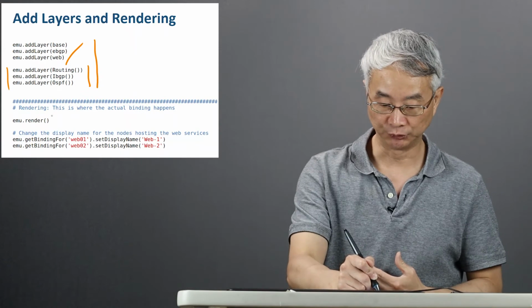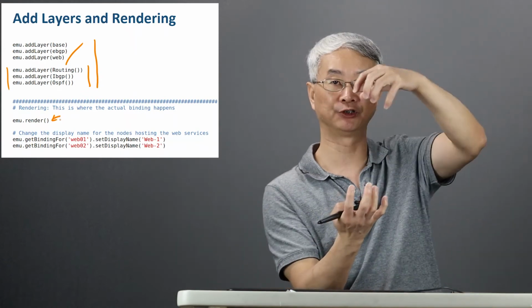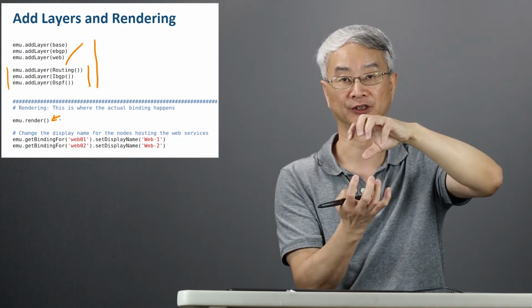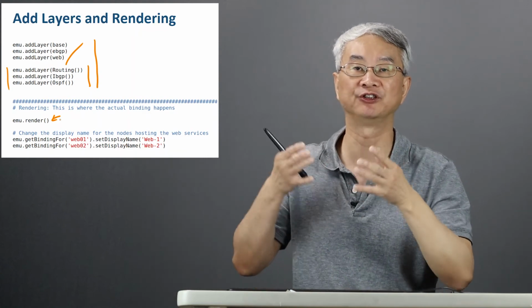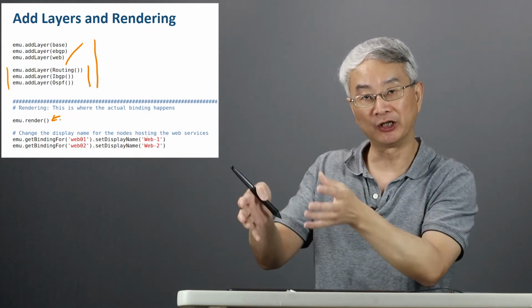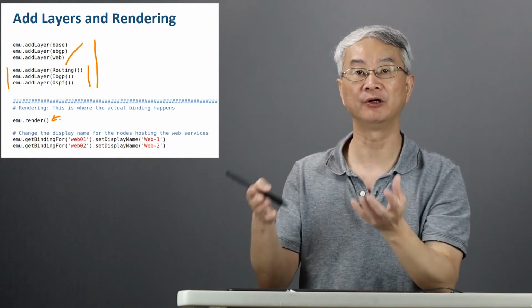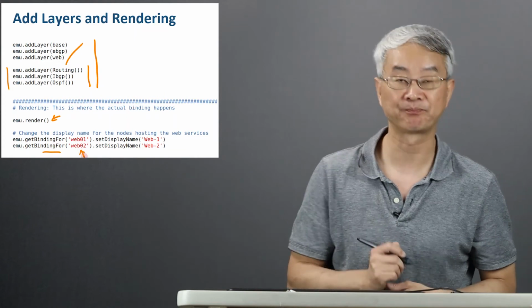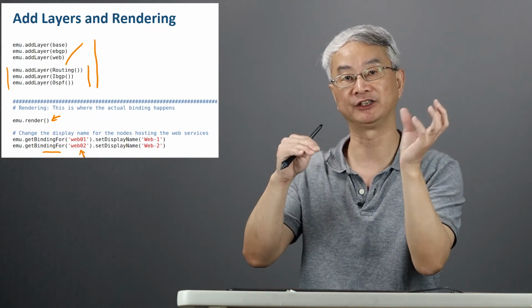After that, you will do the rendering. The rendering will bind the virtual node, we actually do the binding, to the physical node. Now, once you bind them, you can say, I want to further customize those nodes, change their name to something more meaningful, that's okay. You can just do get binding for this virtual node. That will give you the physical node. The customization has to be done on the physical node.